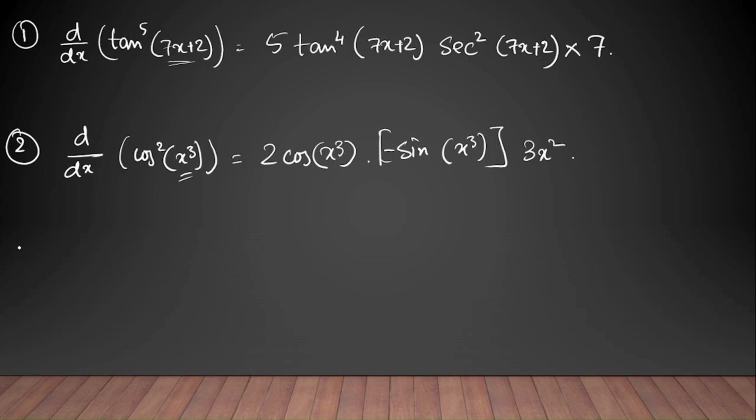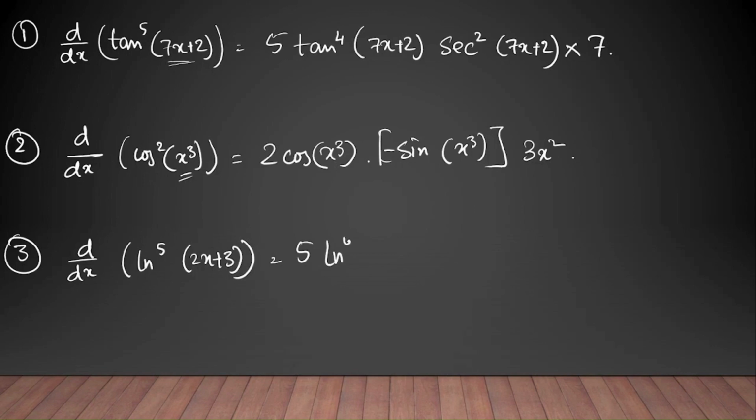Next example: d/dx of ln power 5 (2x plus 3). First of all we deal with the power, that is 5, so it is 5 ln power 4 (2x plus 3). Then we deal with the function ln of (2x plus 3), which can also be written as ln of something. The derivative of ln x is 1 by x, so we write 1 by (2x plus 3). After that we take the derivative of 2x plus 3, which is 2. So this is the answer of the question.